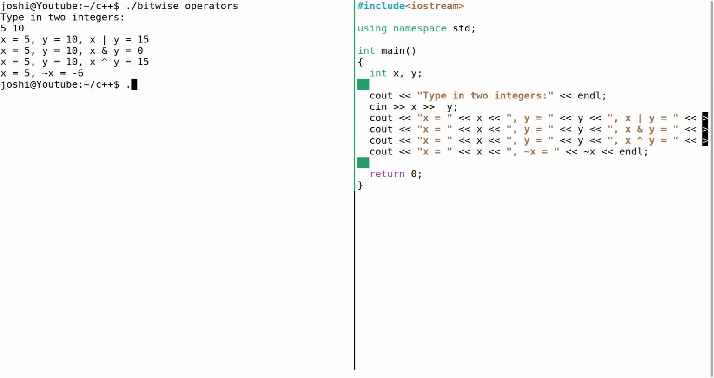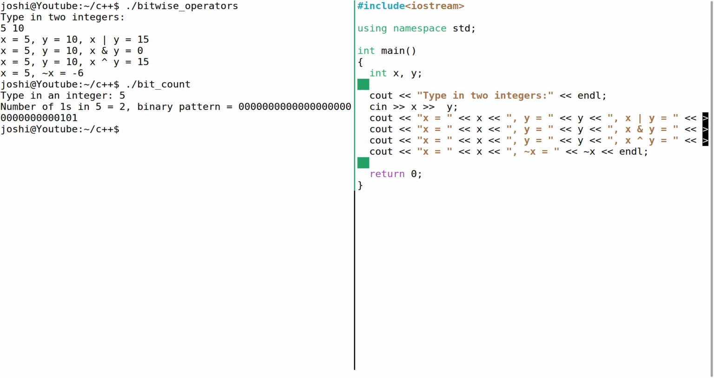So I have made another program, bit count. Type an integer. Suppose I type 5, now you can see here its binary pattern. Number of ones is 2. And since in C++ the size of an int is 4 bytes, so 0 through 31 bits, that is 32 bits, the most significant bit, if it is 0, the number is positive. If it is 1, the number would be treated as negative.